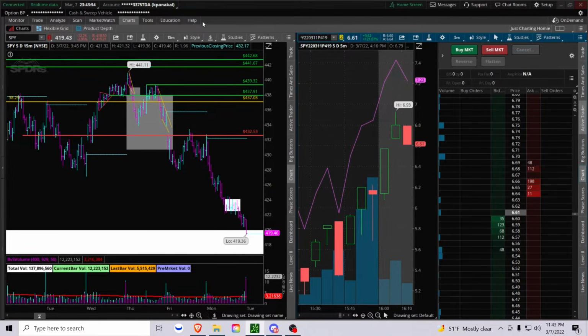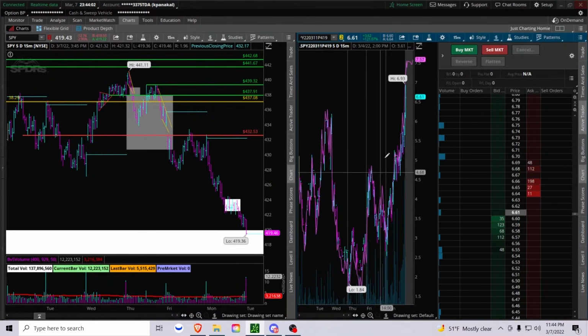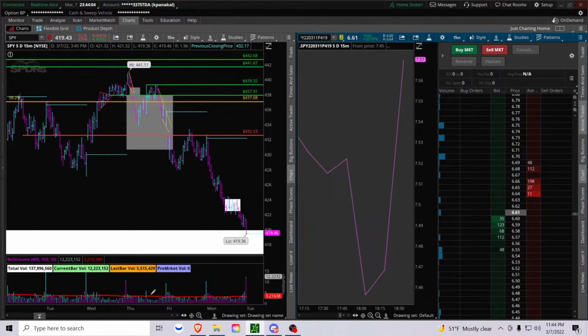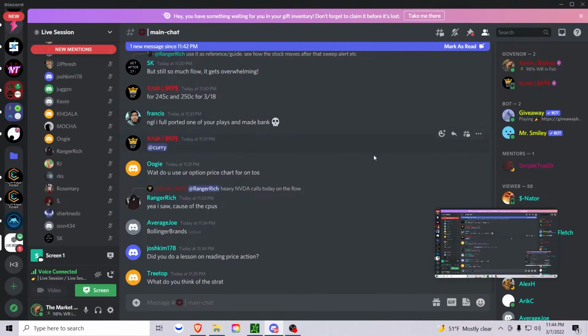And then if you go over here, you press style, load style, and then you go to the style that you saved in the previous chart. Look at it. You get it exactly how you want it. Hopefully that, I'm sorry I rushed that, but it's just a way to look up the charts while also looking at your stock charts.